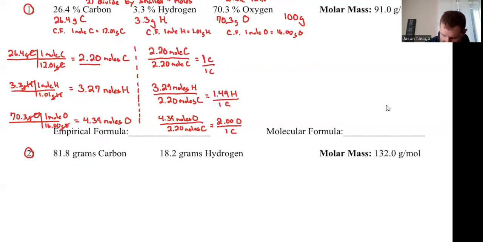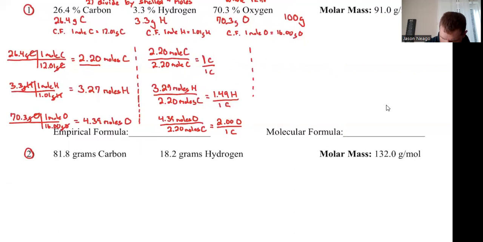Okay, so the last step is I'm going to create my ratios. I'm actually going to delete this bottom part. I just had it there to show you that we're creating a ratio. Essentially what I'm going to do is use the numbers from step number 2, and that's going to give me the subscripts for my formula. So I have 1 carbon, 1.49 hydrogens, and 2 oxygens.